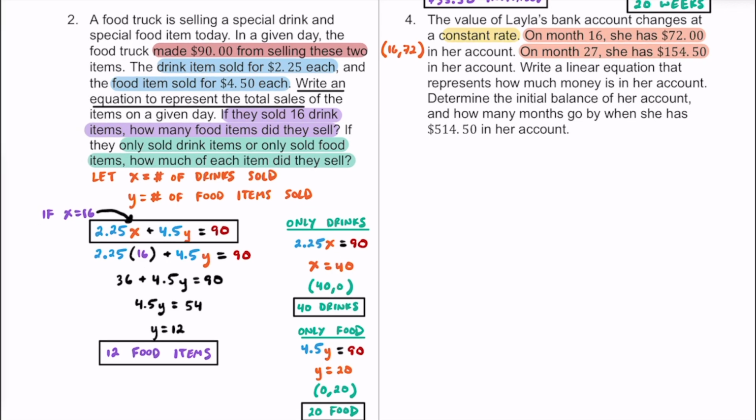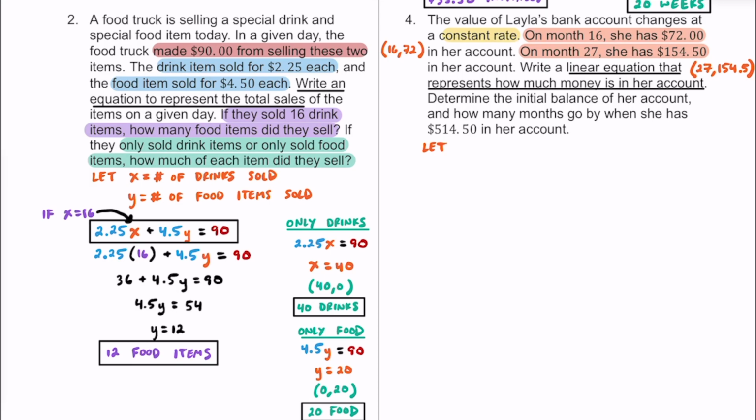Now we're also told that on month 27, she has $154.50. So I'm going to write down another point, where x is going to be 27 for 27 months, and then she's going to have $154.50. That's going to be our y value here. So we're given these 2 points, and we're going to go ahead and write a linear equation that represents how much money she has in her account.